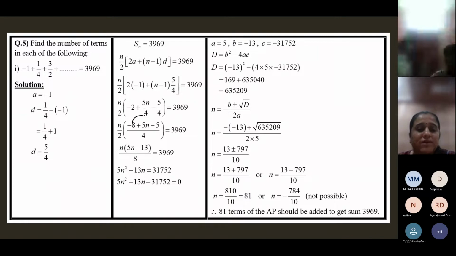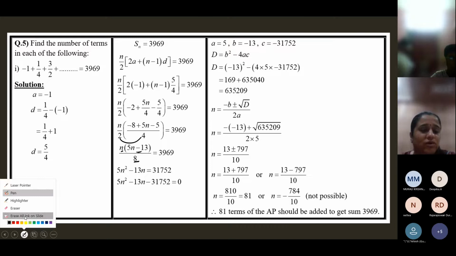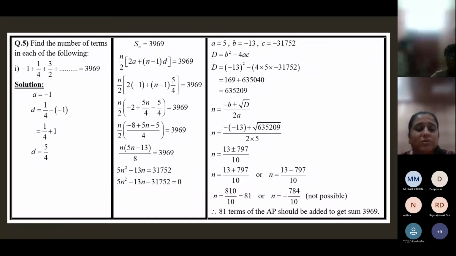Then you can simplify. Minus 8 and minus 5 is minus 13. So see how I've written the next step. You can multiply the numerators, multiply the denominators. So you can see minus 8 minus 5 is minus 13. So 5n minus 13. This n I've written here. And 2 4s are 8. You can multiply the numerators, multiply the denominators.